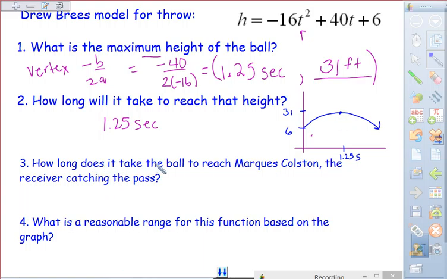The next question asks, how long did it take the ball to reach Marquise Colston, the receiver catching the pass? So I think we can kind of guess at this. If it took 1.25 seconds to get to its max height, to get to our receiver's arms, I think it would double that length because of that symmetry. So if from here to here is 1.25, if we double to get there, we're looking at about 2.5 seconds, and we're just estimating.